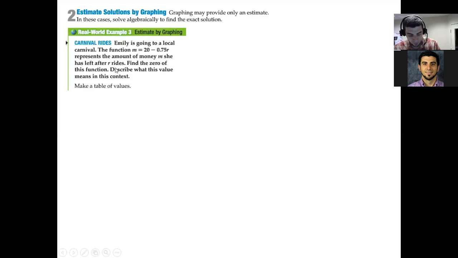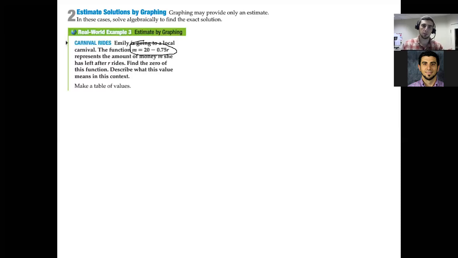So if this function represents the amount of money she has left after r rides, I can look at that and understand that she probably started with $20 and each ride cost 75 cents. You see what I mean? And r is the number of rides. So every time she rides something, you're going to subtract 75 cents. If she rides more than one thing, you're gonna subtract that many multiples of 0.75.